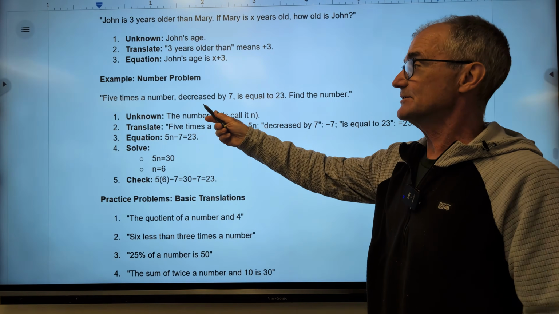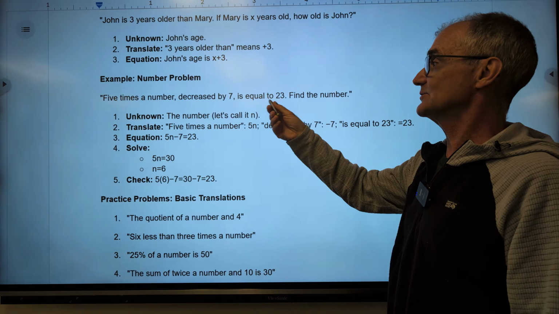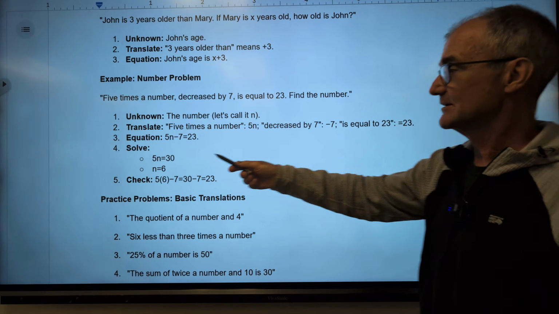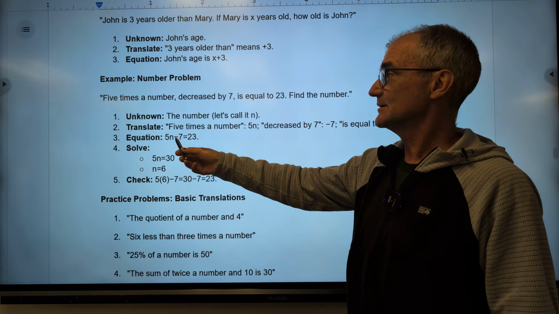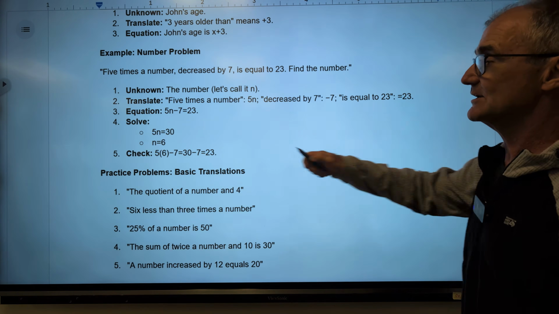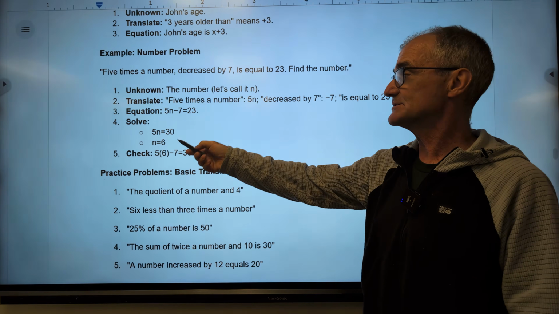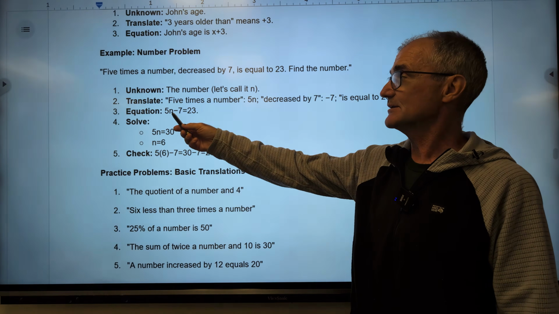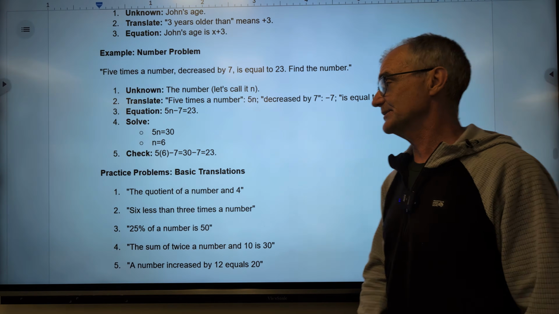5 times a number, I don't know what that number is, so I call it x, decreased by 7 is equal to 23. So now I have an equation, not just an expression. So 5 times the number, you could use n or x or any variable, decreased by 7 is equal to 23. Then once I have that equation, I'm going to add 7 to both sides to get 5n equals 30. Divide both sides by 5, and n is equal to 6. I take that solution, plug it back in, make sure it works. 6 times 5 is 30, minus 7 is 23.